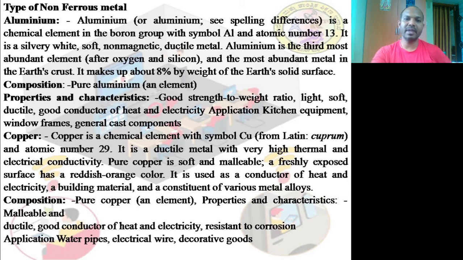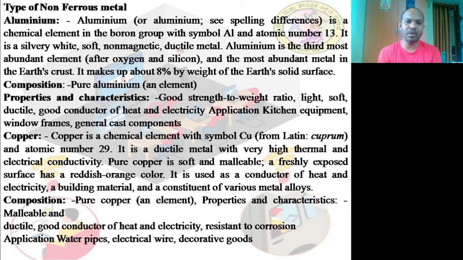It is silvery white, soft, and non-magnetic. Almost all the non-ferrous metals are non-magnetic. Aluminum is the third most abundant element after oxygen and silicon, and the most abundant metal in the Earth's crust. It makes up about 8% by weight of the Earth's solid surface. That is wonderful; 8% is a very huge percentage actually.